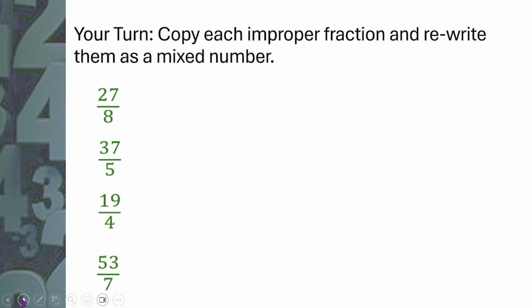27 over 8. Well, 3 times 8 is 24, so we will have a whole number 3, but the difference between 27 and 24 is 3. So we have a whole number 3 with a remainder of 3. So we have 3 and 3 over 8 as our final answer.